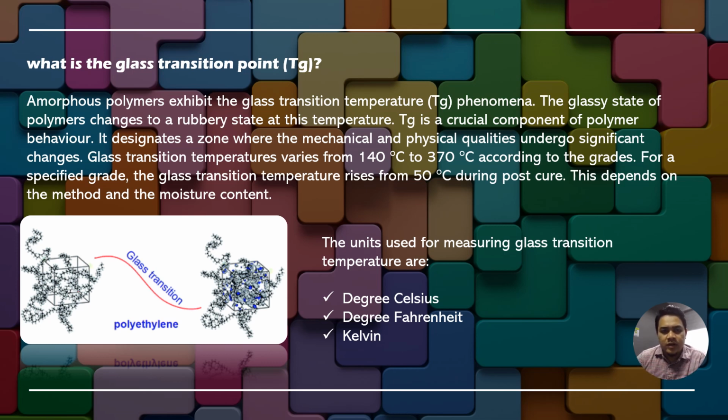Alright, for the first point, when we see the glassy stage change to the rubbery stage. And the second point is the mechanical and physical changes. So from two points, we know this is the process of the transition glass. Right, the units used for measuring glass transition temperature are three. Number one is degree Celsius, number two is degree Fahrenheit, number three is Kelvin. So from three units, we can use either one for measuring the glass transition temperature.